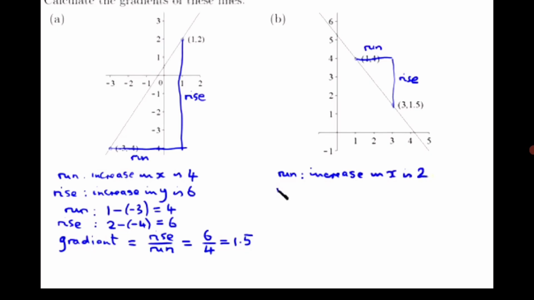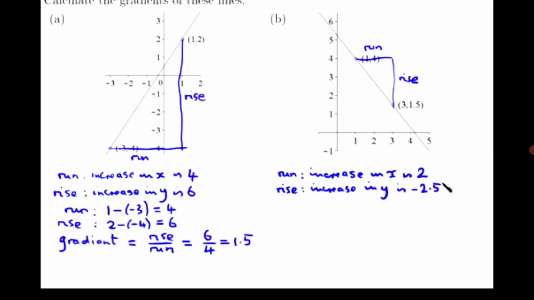Now what about the rise? Well, this is the increase in y. But here the y value at the left-hand point is 4, and at the right-hand point it's 1.5. So actually the y value decreases rather than increases. That means that the increase is negative. And it goes from 4 to 1.5, so the increase in y is minus 2.5. It's actually a decrease.